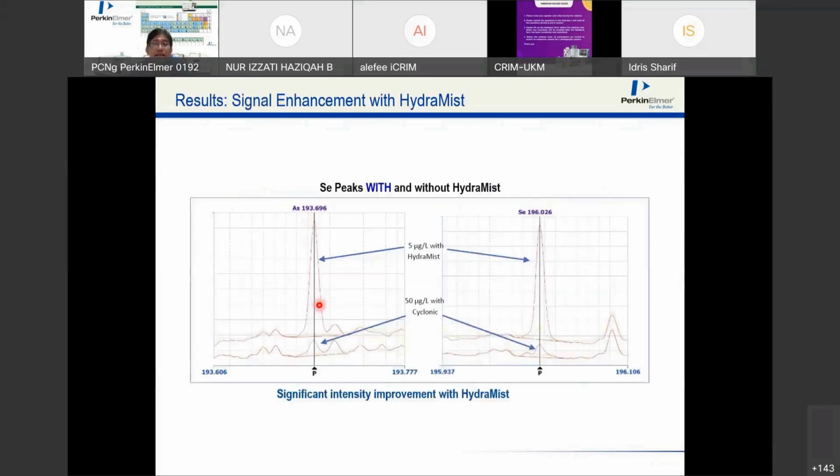Yeah, so look into it. Let's say now it's 50 ppb. These are without the hydride. This is a signal at 5 ppb with hydride, and it improves a lot. Basically, 5 to 10 times improvement on this element.